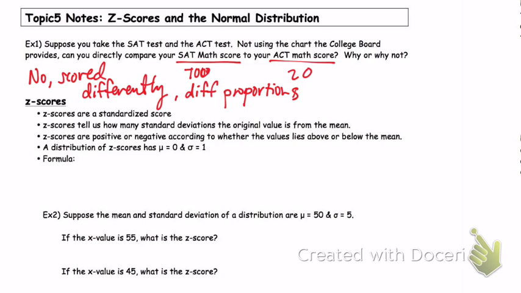So we call that a standardized score, which is also known as a Z-score. And so what a Z-score is, it means relative to that particular test, relative to that proportion, I scored higher on the ACT than I did the SAT, because relative to that test. So you're comparing it within the test.